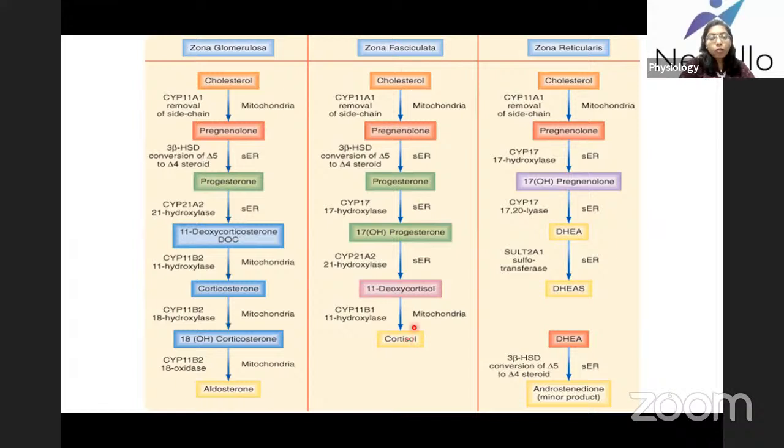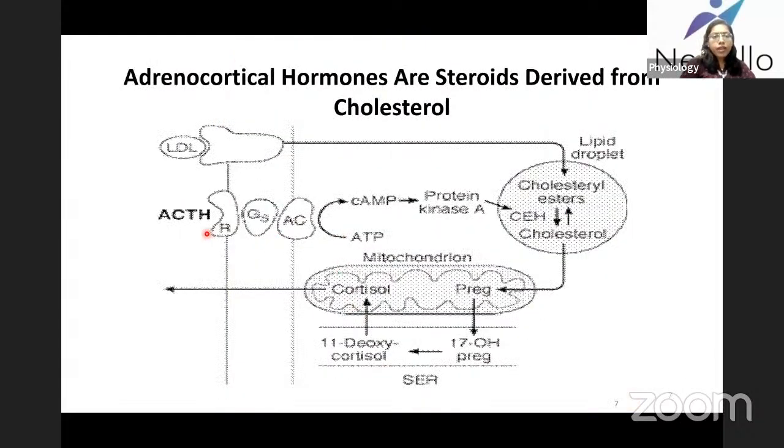Now, why is this particular flowchart important? Because you need to know these enzymes. Deficiencies of these enzymes lead to multiple abnormalities which will be taken care of. So I'll be discussing this entire pathway again in detail. I've told you ACTH, which is secreted from the anterior pituitary, acts on the adrenal cortex.